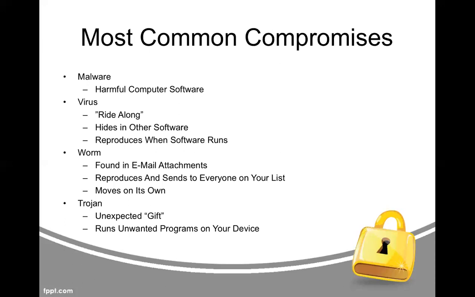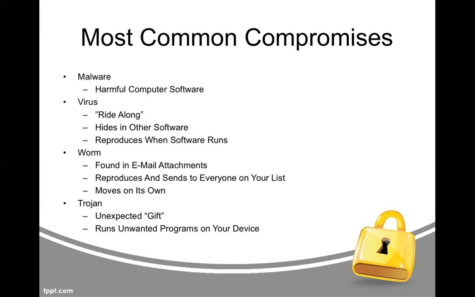That's why it's so important that if you realize you are a victim of a virus, you turn your computer off so that the virus does not keep riding along in your system the more you keep uploading different things. That's why it says it reproduces when software runs. And the worm is found in email attachments. That's why it's so important to not open attachments or click on links in emails that you do not recognize, especially if it shows up in your junk mail.